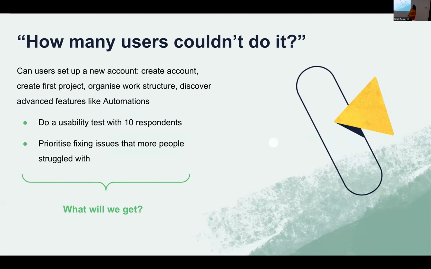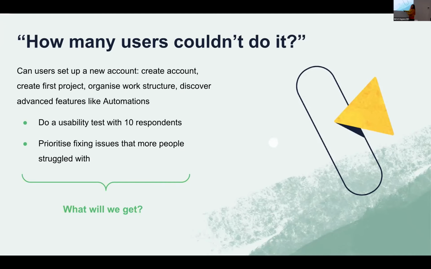So imagine a very usual, simple thing. You want to test how successful users are in creating a new account. Let's say creating a new account and reaching value consists of steps like create account, create first project, create work structure, and then interact with an advanced feature. Let's say it's automations.